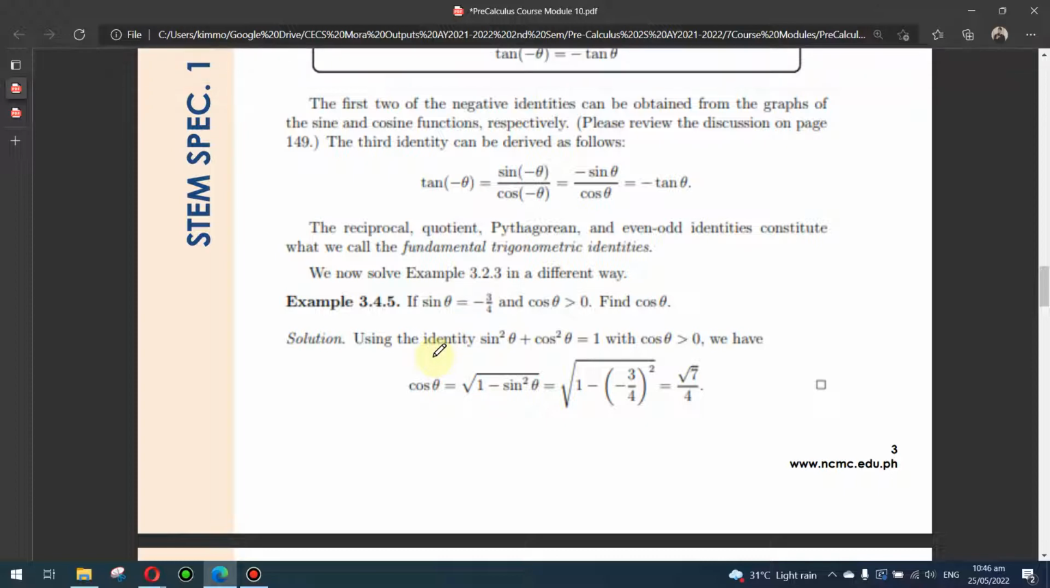So using the Pythagorean identity, sine squared plus cosine squared theta is equal to 1, with cosine greater than 0, we can manipulate this formula. So we move sine squared to the other side of our equation, which makes it negative.